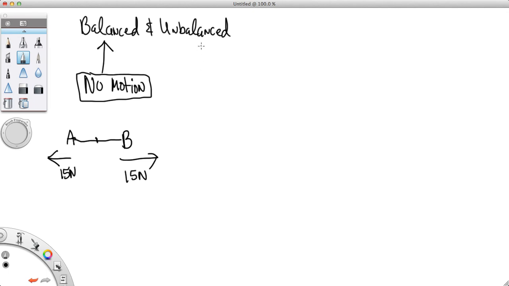Now, if there's an unbalanced force, it's not balanced at all, you're going to have motion happen. Back to that example of the two dogs playing tug of war, you had one pulling more than the other. The force was greater, and because of that, there was motion in the rope. So you're only going to have motion when the forces are unbalanced.